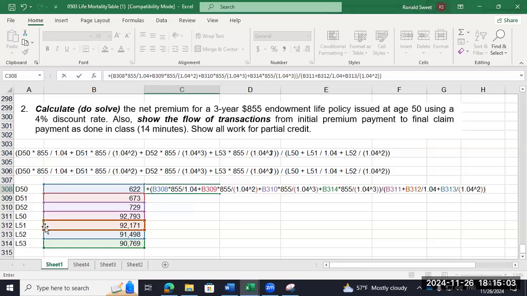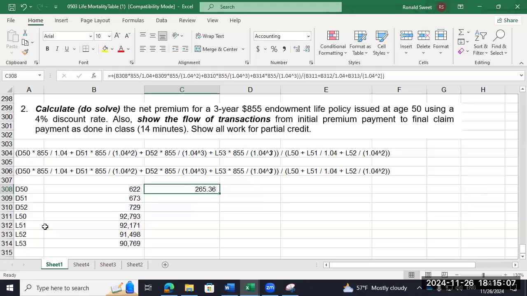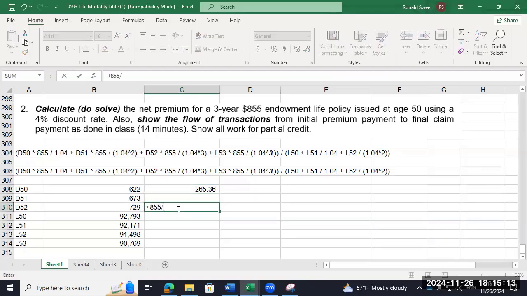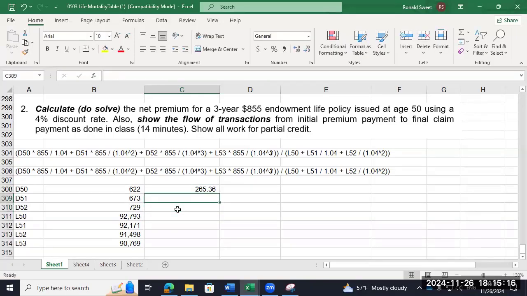So you're not going to be radically off of 855 divided by 3. Can you see on a modified endowment, you're not going to be radically off. 855 divided by 3 is 285. You can see our answer is 265. Not that many people die, and as such, your premium payer is about the same every year. They're going to pay the same premium for 3 years, and everybody's going to get 855. So your premium is not going to be that radically off.